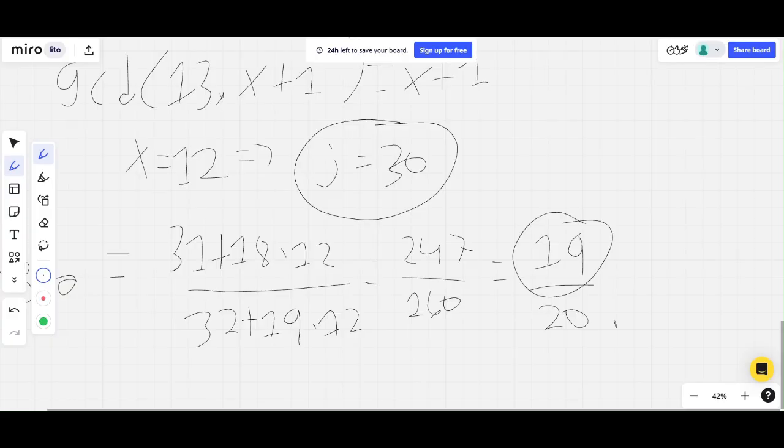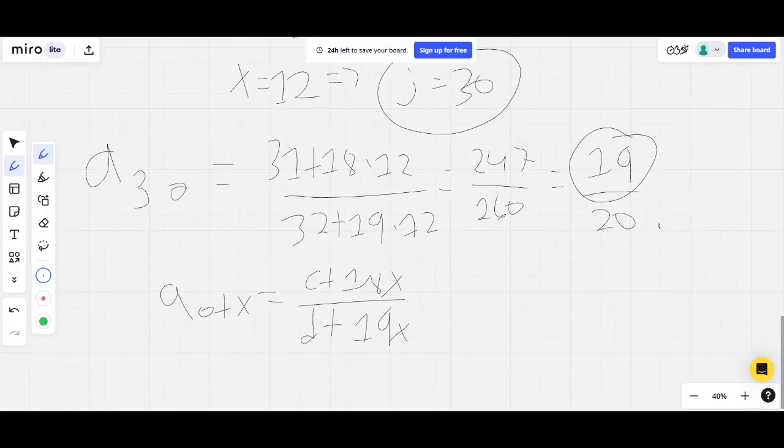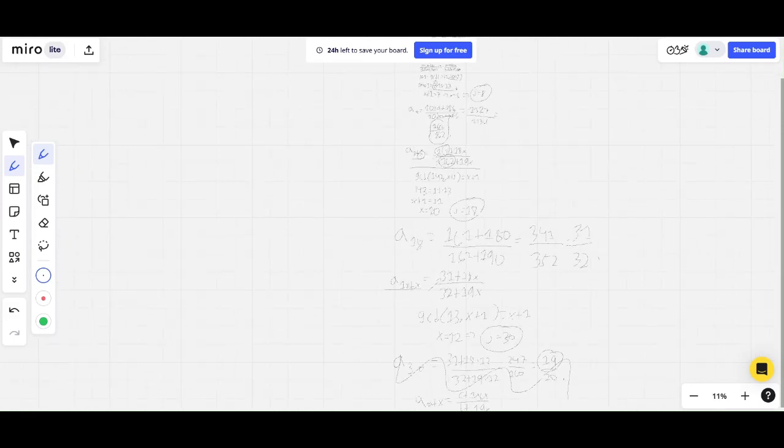If we subtract 18 from 19, then we're going to get 1. And so x is just going to be 0. And if we have 0 here, then we're going to have a of 0 plus x equals some fraction, like some number c plus 18x over d plus 19x. But this is just going to leave us with c and d, because the only value of x that works is x equals 0. So we know that we're done. We can't really go beyond this equation. So we stop here. And so we know that our values for j end at 30.